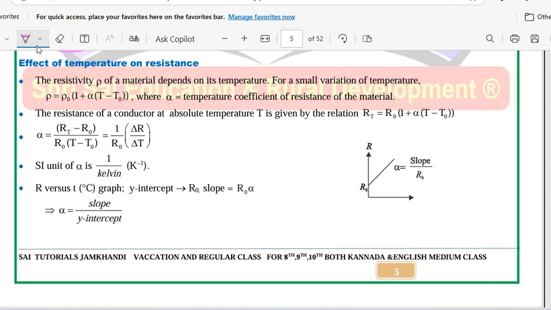So here the next concept is the effect of temperature on resistance. How does temperature affect resistance? Let us study. Okay, then see, let us consider any metallic conductor like this. This is the metallic conductor.